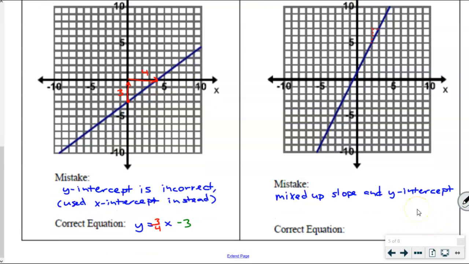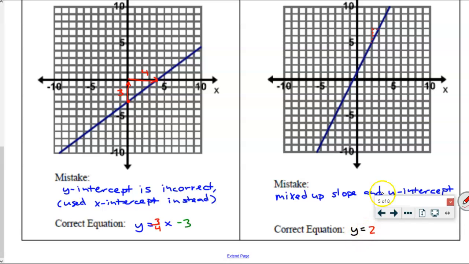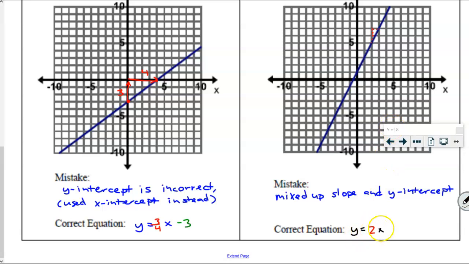So what is that correct equation? What would I write instead? Maverick. Yeah, y equals 2x plus 1.